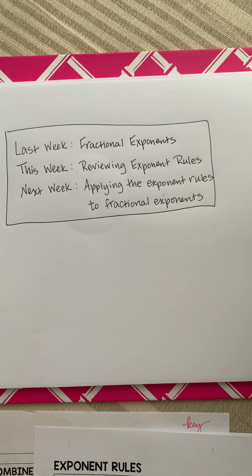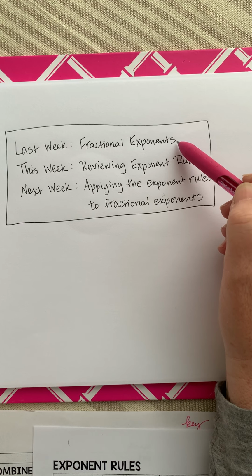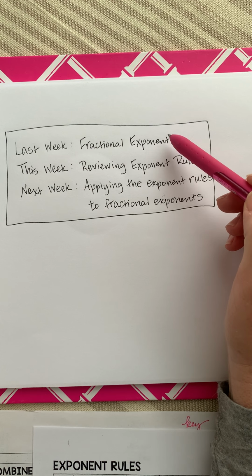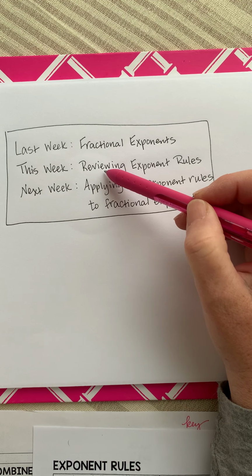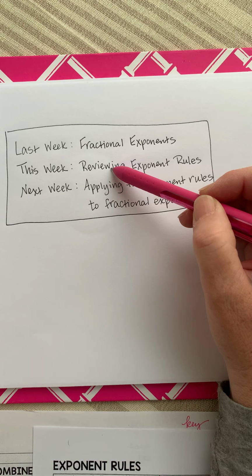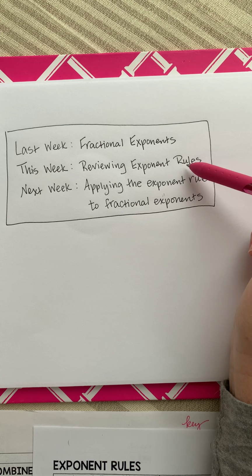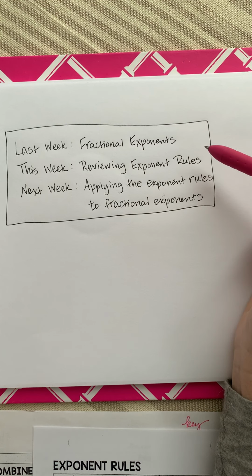All right, I wanted to start by giving you an overview of what we've been doing last week, this week, and next week, okay? So last week, we went over fractional exponents at the end of the week, last Thursday. Fractional exponents and how those worked and how to evaluate those. This week, we're going to be reviewing exponent rules. Keyword, reviewing. This stuff is not new, okay? But we're reviewing exponent rules. Then next week, we're going to apply these exponent rules to the fractional exponents that we started last week. Okay, so that's just so you can see how this all ties together.